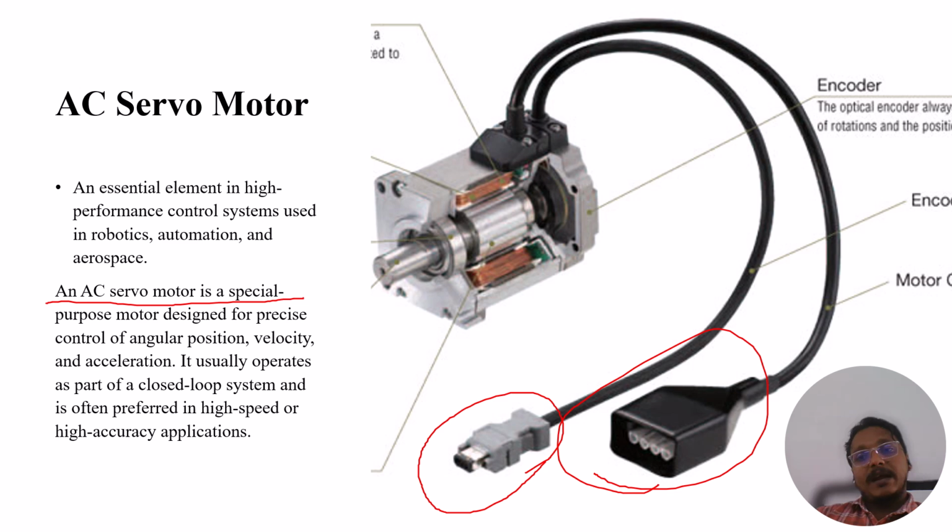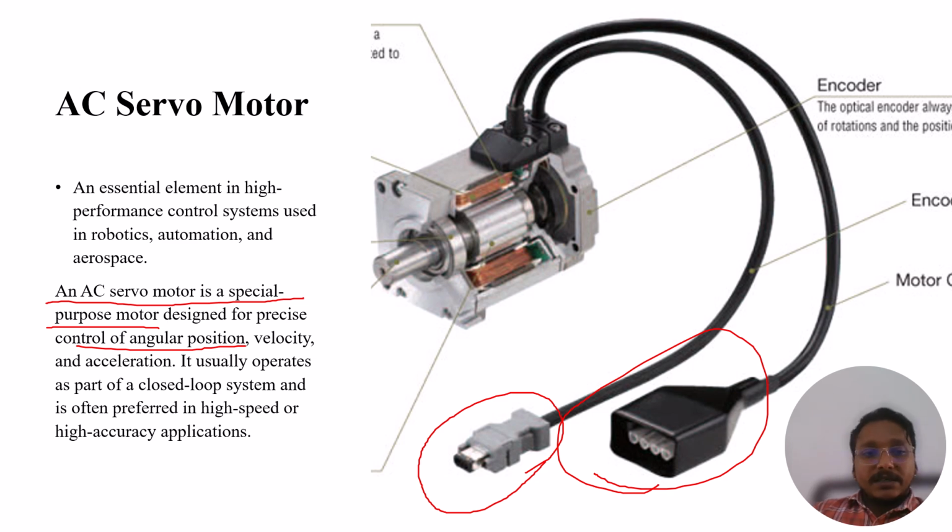Basically the AC servo motor is a special purpose motor. The DC servo motor comes under the DC motor classification, but AC servo motors come under the special purpose motor classification, which is designed for precise control of angular position. Whatever the angular position, whether clockwise or anti-clockwise rotation, precise control is there. For example, if 0.5 degrees of rotation is needed, we can get that precise accuracy in the AC servo motor, along with velocity and acceleration control.